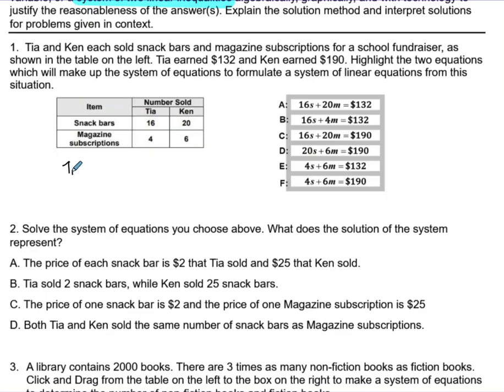for Tia. She sold 16 snack bars, that's the S, plus 14 magazines. And it looks like Tia earned $132. And then Ken sold 20 snack bars plus 6 magazines, and he earned $190. So these are the two equations in the system that I could use to solve. If it wants me to highlight it, let's see, this one, and then 26, and then this one right here. Okay, so those are my two equations.